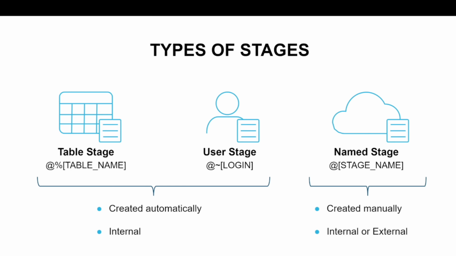Now let's see the types of stages in Snowflake. We have three types of stages. One is the table stage, another is the user stage, and the third is the named stage. Table and user stages are created automatically and are internal stages. The named stage you have to create manually, and under the named stage you could have an internal stage and an external stage. So let's see all three of them.